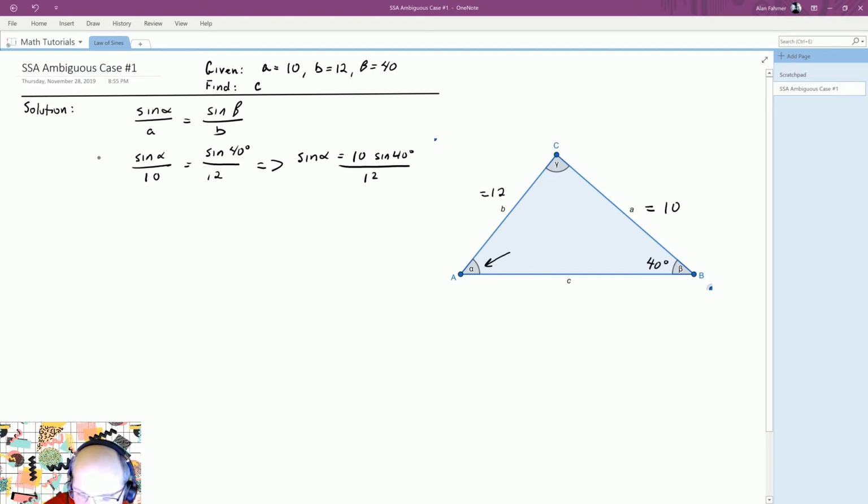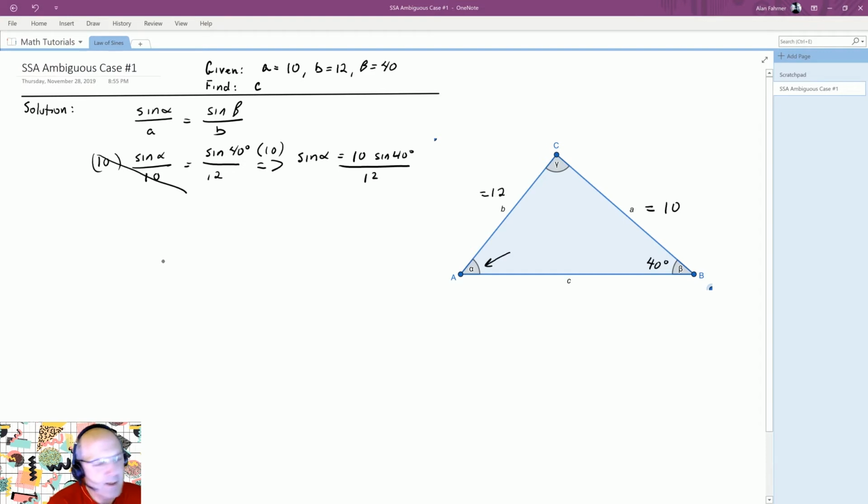Because what we're going to do is multiply both sides by 10 in order to get rid of the 10 on this side, right? So we've got sine of alpha is 10 sine 40 over 12. So let's go ahead and take a look at that. And this, by the way, based on this, we're going to know whether we have a solution or not. It's a little early otherwise. So I'm going to take out my handy TI Inspire CX2.